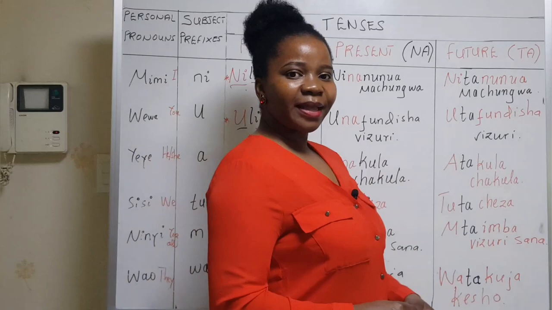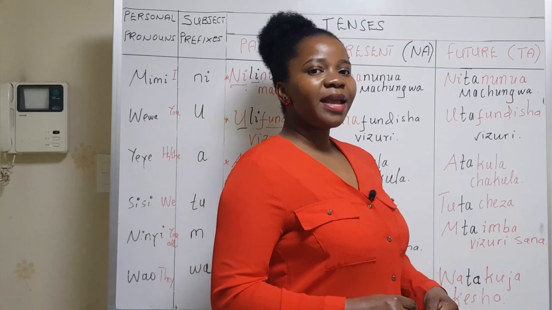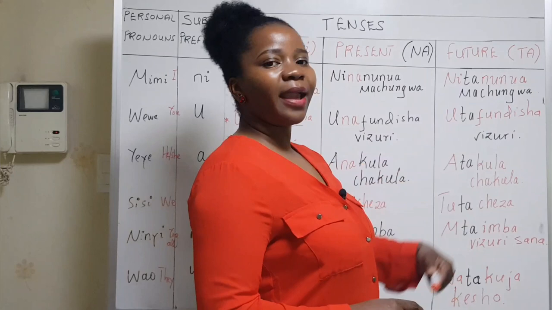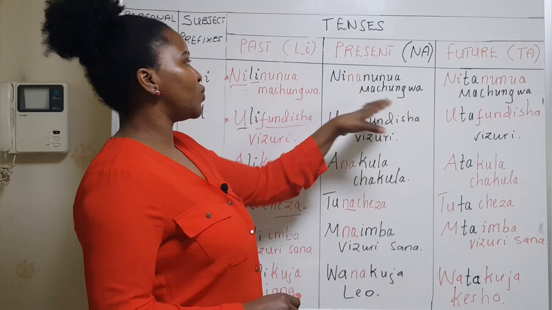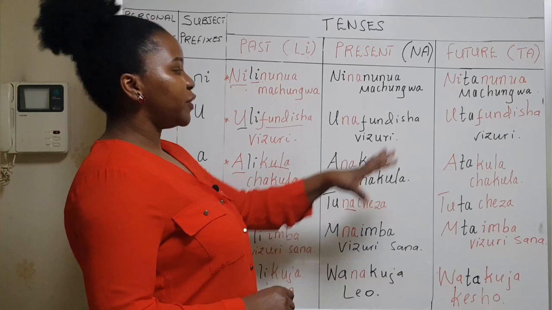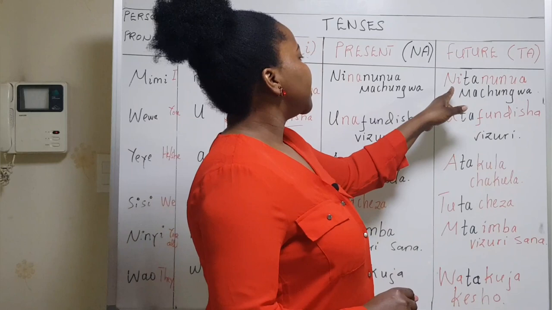Okay, let's take a look at the last part, which is the future tense. For the future tense, we use ta. Nitanunua machungwa. For the present tense, we said ninanunua machungwa. And past tense, we said nilinunua machungwa. But for the future tense, we use ta, which stands to represent the future tense.